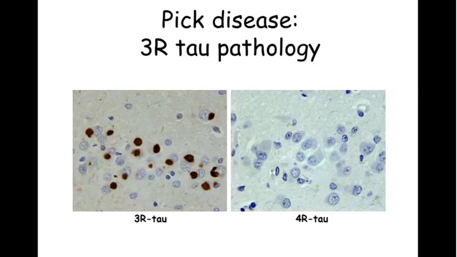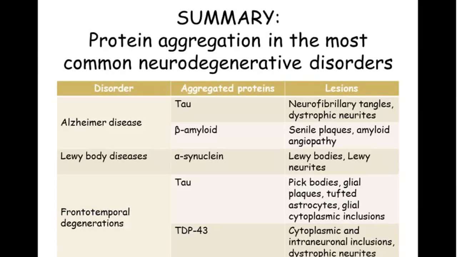Let's just summarize briefly the abnormal proteins that are present in the most common of the neurodegenerative disorders discussed so far. In Alzheimer's disease, we have abnormal tau protein, which is localized to neurofibrillary tangles, as well as to dystrophic neurites, not only throughout the neuropil of the gray matter, but also at the periphery of senile plaques. And we have beta amyloid, which is localized to the extracellular regions of senile plaques, as well as to blood vessels of the leptomeninges and cerebral parenchyma.